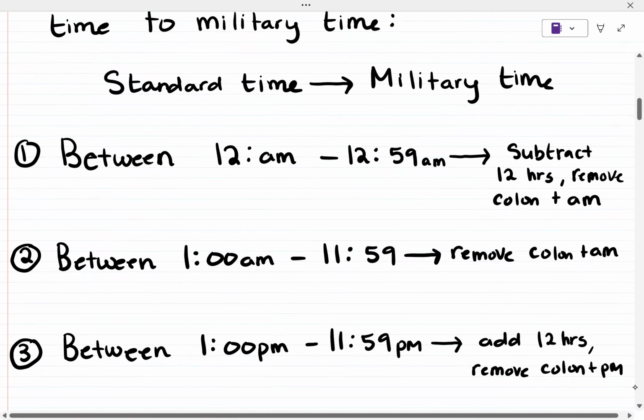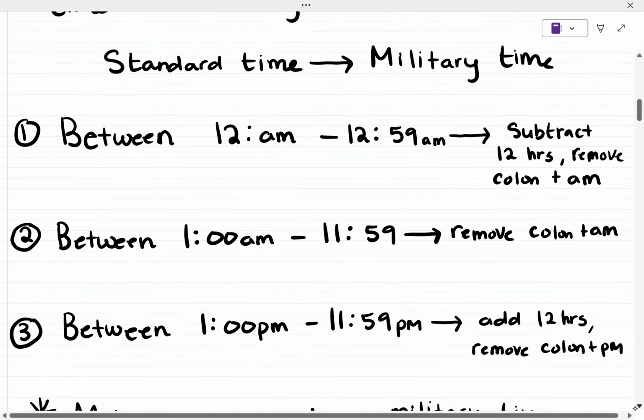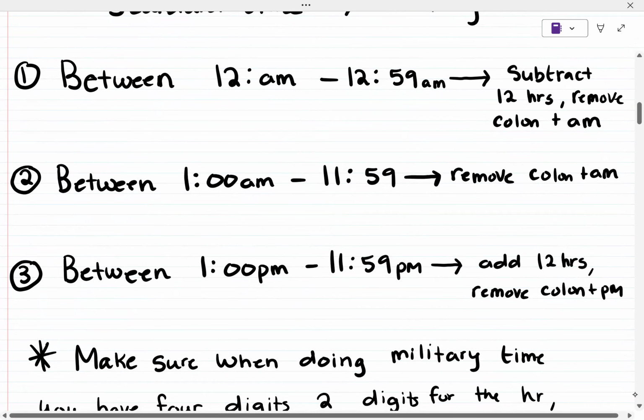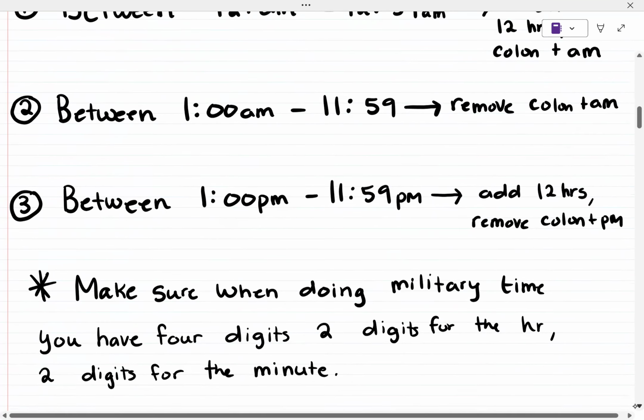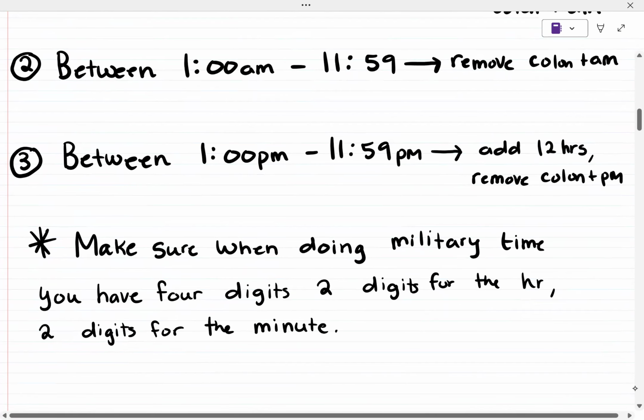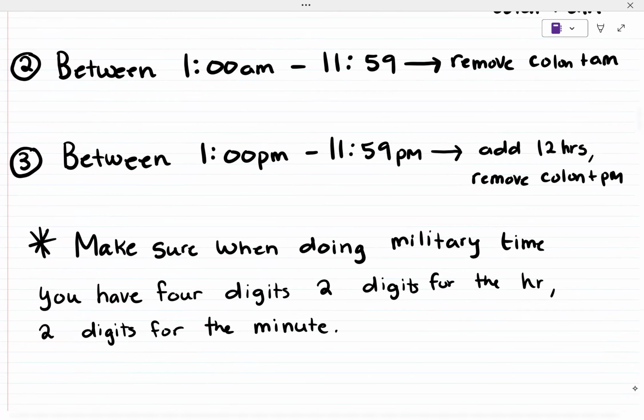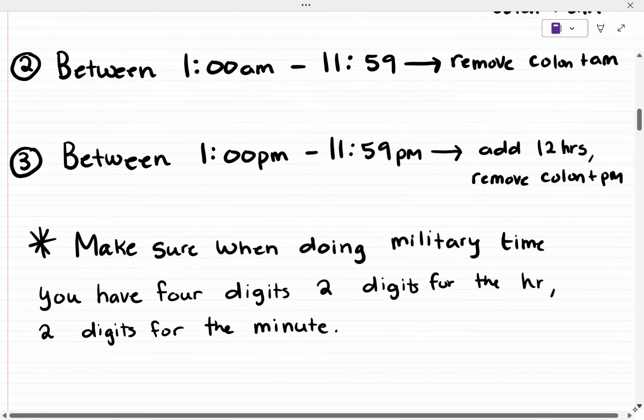If you're between 1 a.m. to 11:59, you're going to remove the colon and add an a.m. If your time is between 1 p.m. to 11:59 p.m., you're going to add 12 hours, remove the colon, and add a p.m. This is also a very important note. Make sure when doing military time, you have a total of four digits, two digits for the hours and two digits for the minutes. Okay.